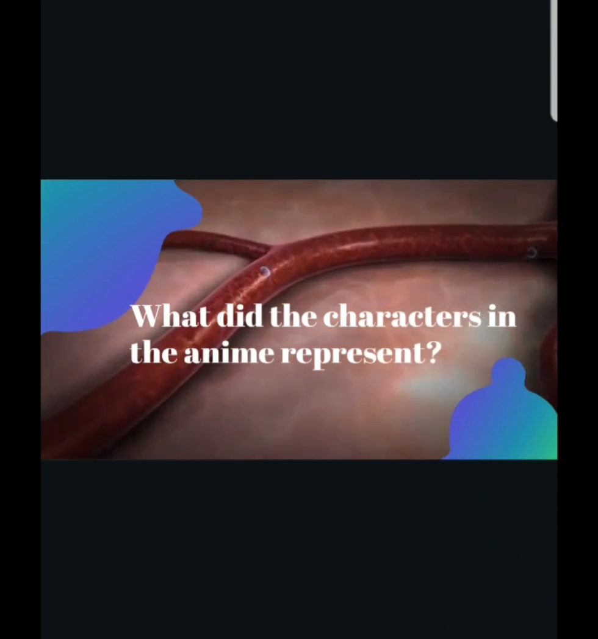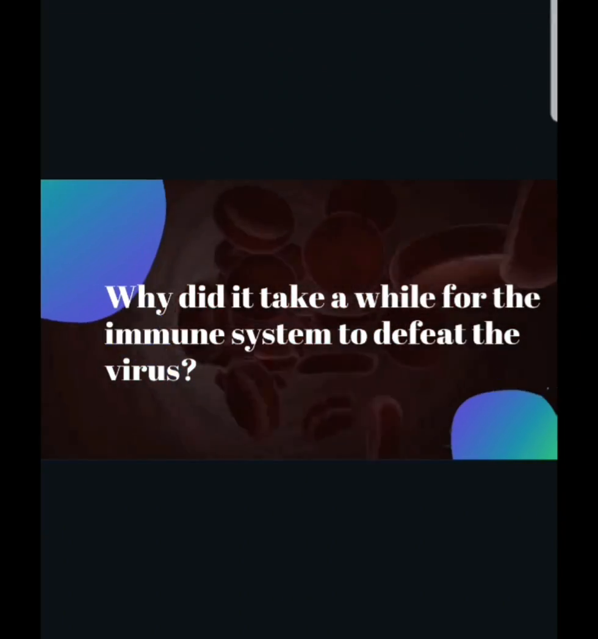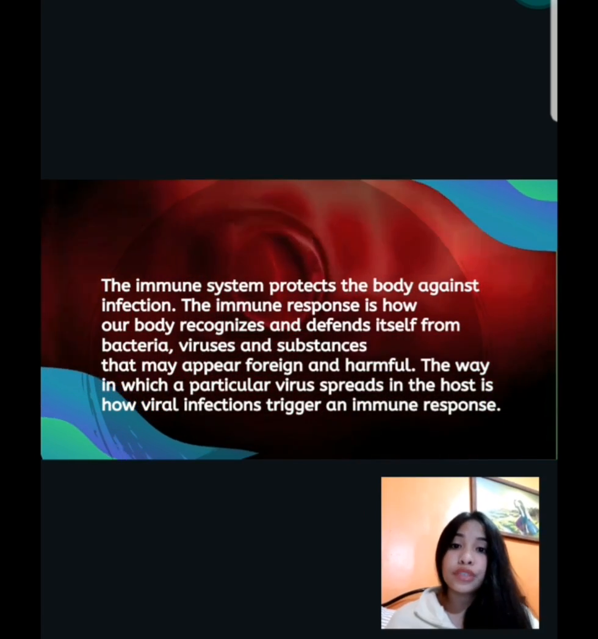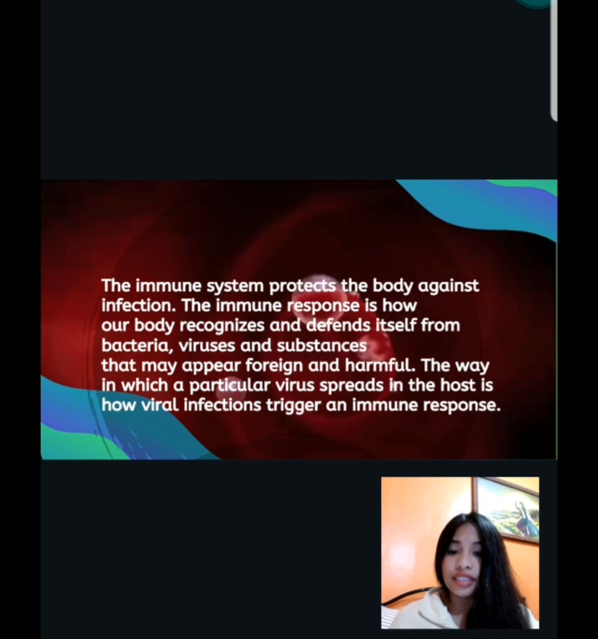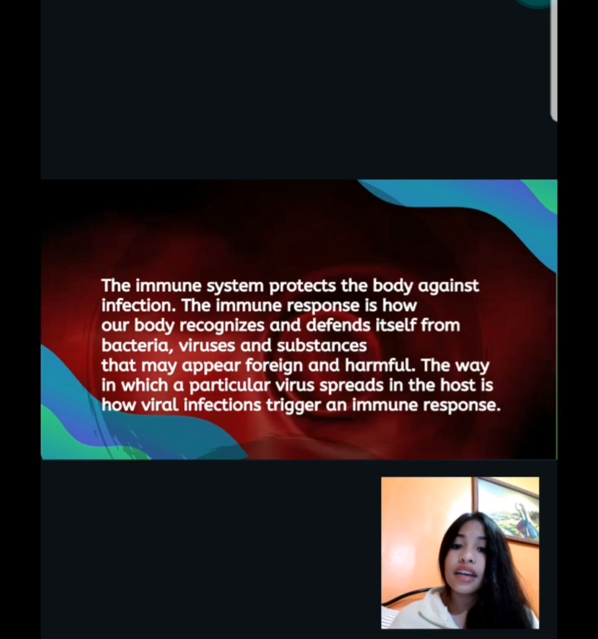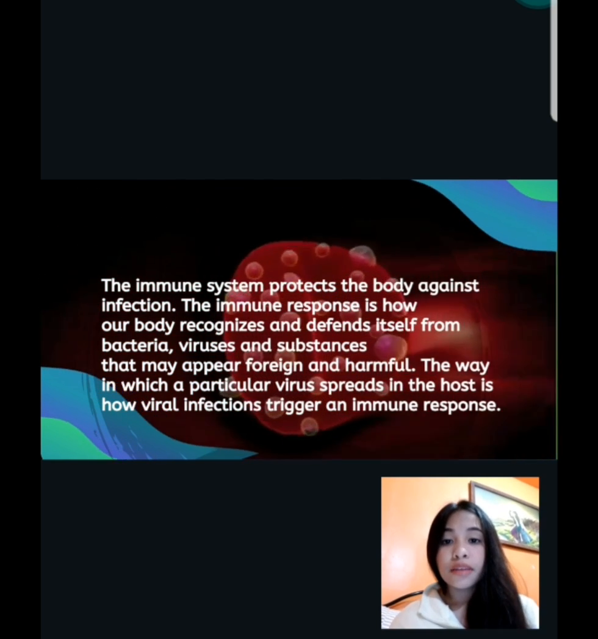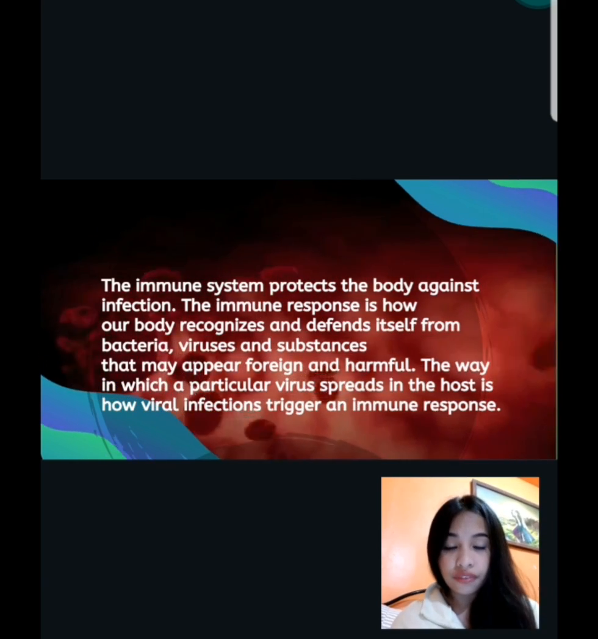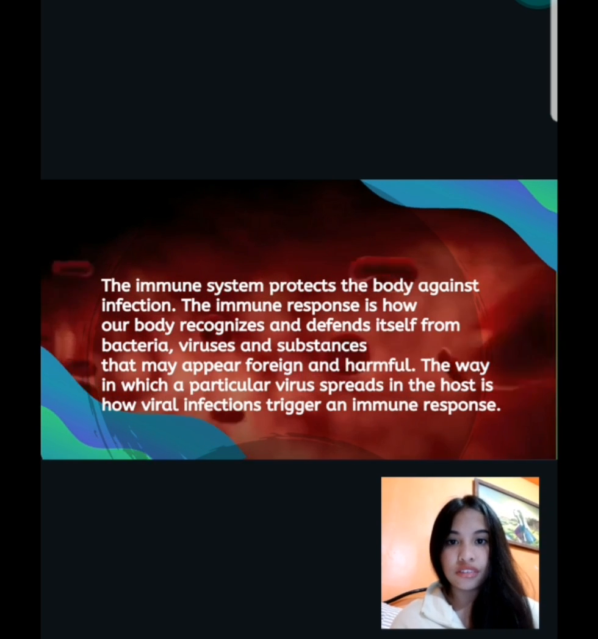What do the characters in the anime represent? The characters in the anime represent the cells inside our body. Why did it take a while for the immune system to defeat the virus? The immune system protects the body against infection. The immune response is how our body recognizes and defends itself from bacteria, viruses, and other substances that may appear foreign and harmful. The way in which a particular virus spreads in the host is how viral infections trigger an immune response. It takes a long time for the immune system to defeat viruses because the cellular immune response consists of three phases: the cognitive phase, the activation phase, and the effector phase. Interruptions in any result in significant cellular immune suppression.